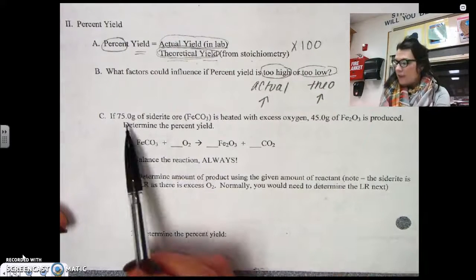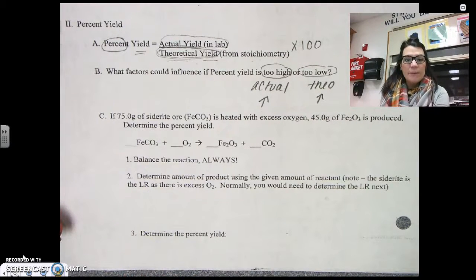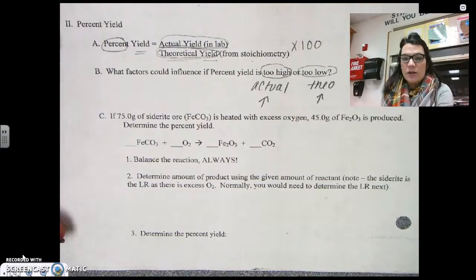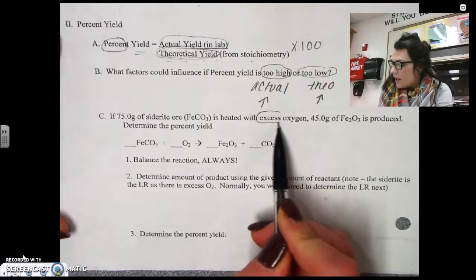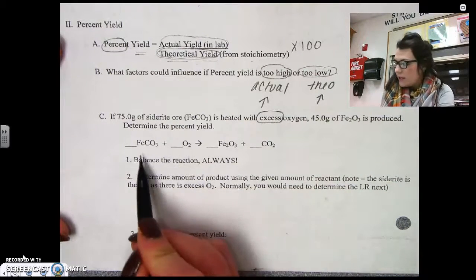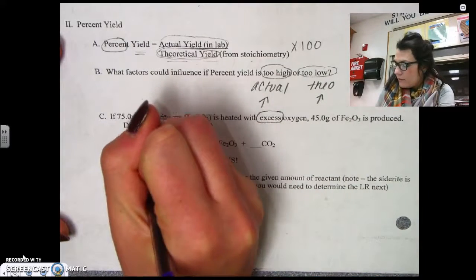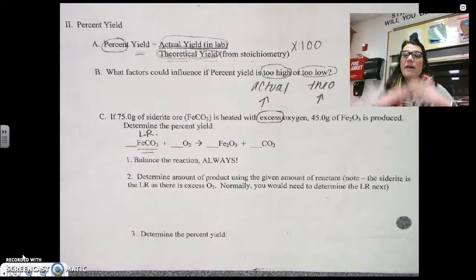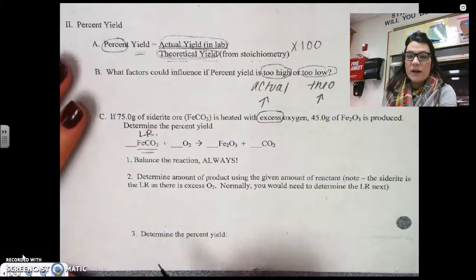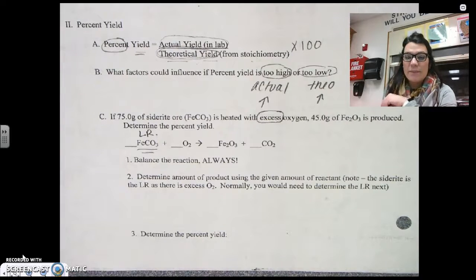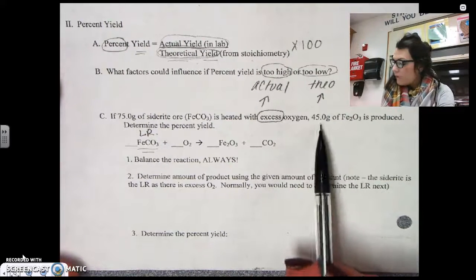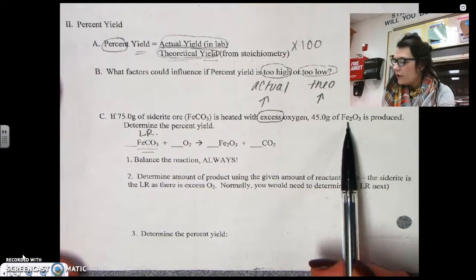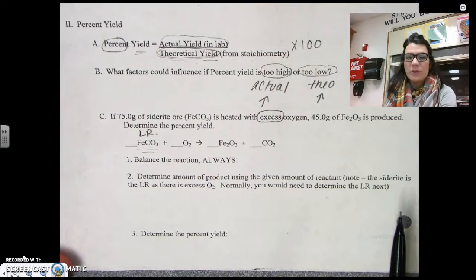It says, if 75 grams of siderite ore, which is iron 2 carbonate, is heated with excess oxygen, that means this is going to be the limiting reactant. Anytime I have something in excess, that means I have an abundant amount of it, so my other substance is going to be the limiting reactant. If 45 grams of iron 3 oxide is produced, determine the percent yield.